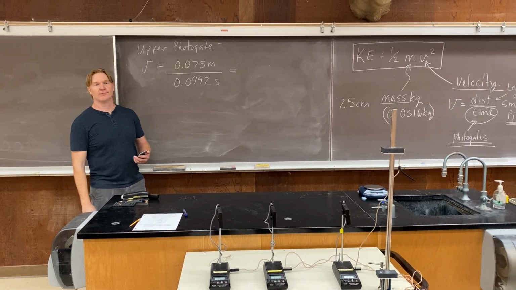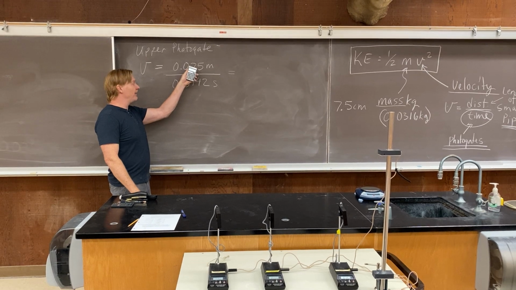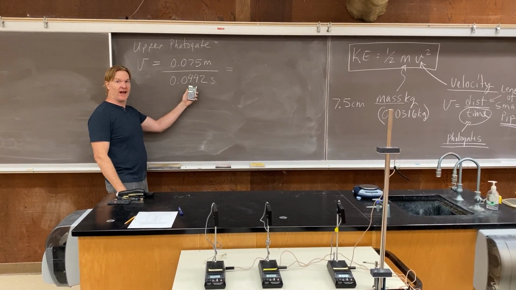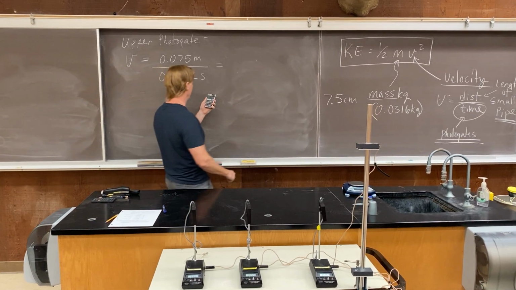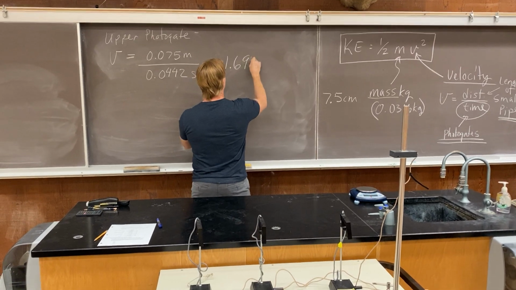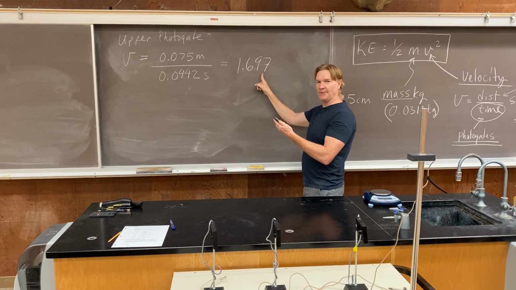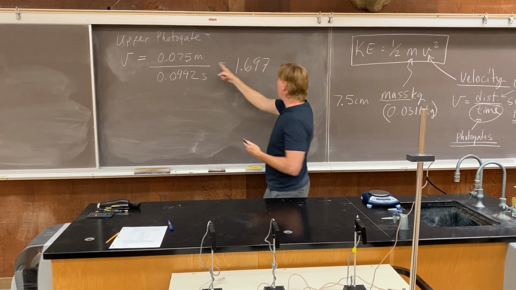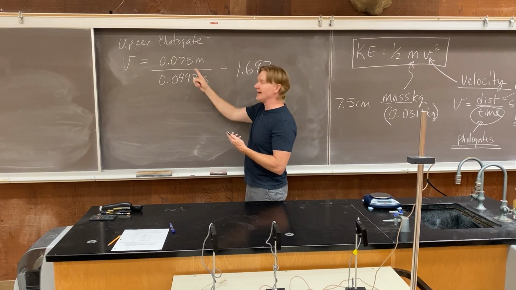And action. All right, so we've got our data. Here we go. There's our distance and there's our average time. So we just plug that into our little calculator and I got 1.697. And again, I'm only gonna go 3 past the decimal. I'm not gonna go all the way into oblivion here just because I only have 3 past the decimal there.